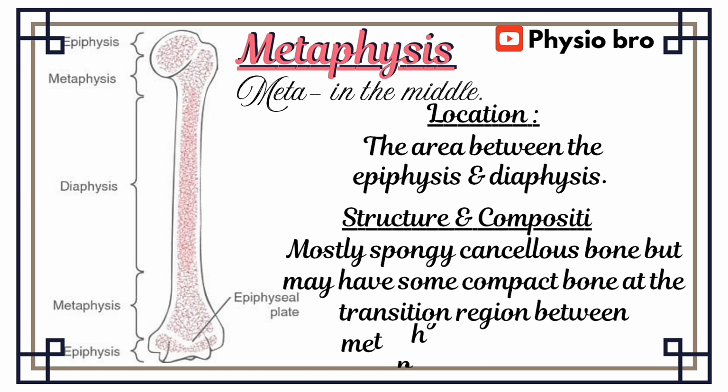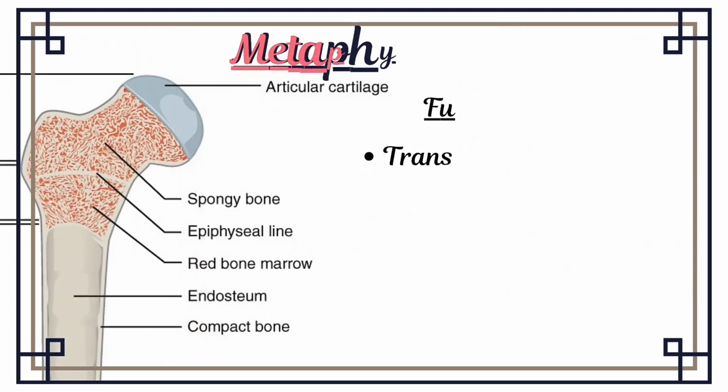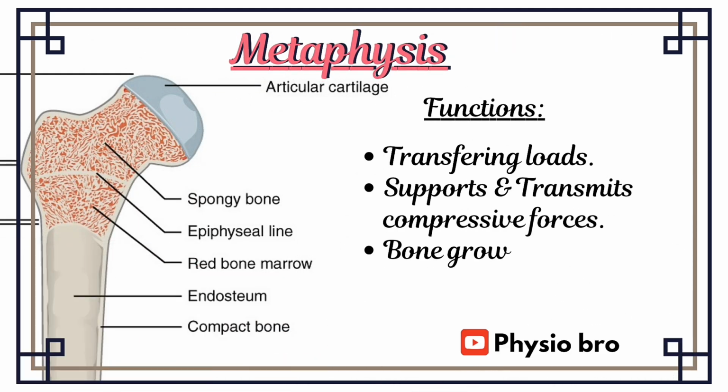Metaphysis. Meta means in the middle. Metaphysis is located in the area between the epiphysis and diaphysis. It is composed of mostly spongy cancellous bone, but may have some compact bone at the transition region from metaphysis to diaphysis. Functions of metaphysis. Metaphysis helps in transferring loads in the skeletal system. It supports and transmits compressive forces exerted on the bone, and helps in bone growth.